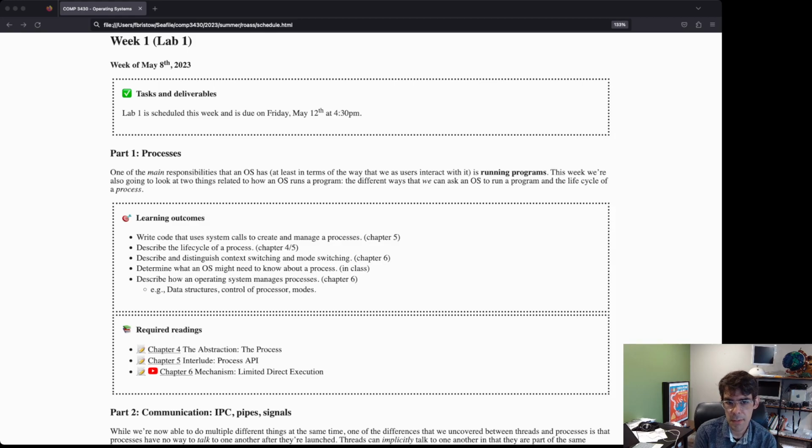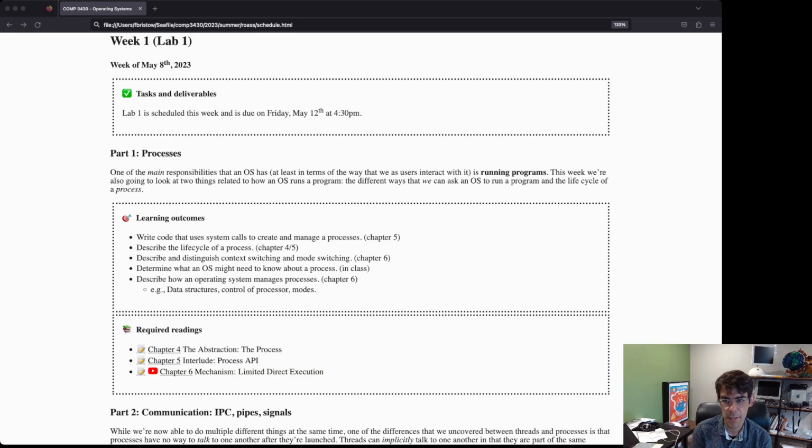You should be able to describe and distinguish context switching and mode switching. This learning outcome is related to Comp 2280 when you're talking about system and user modes. Mode switching and context switching are described in chapter 6 and in the video that goes along with chapter 6. Again, in these cases, it's kind of like pick one or the other, the chapter or the video.